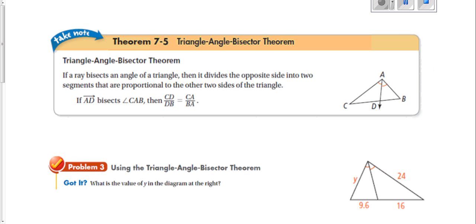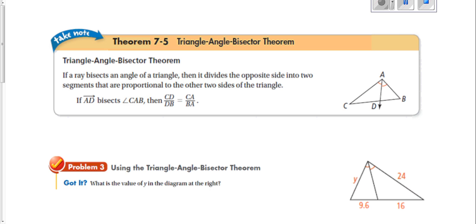All right, talking about splitting things. So theorem number 7.5, triangle angle bisector theorem. Say that 5 times fast. All right, the triangle angle bisector theorem. If a ray bisects an angle of a triangle, meaning it cuts it into 2, then it also divides the opposite side into 2 segments that are proportional to the other 2 sides of the triangle.